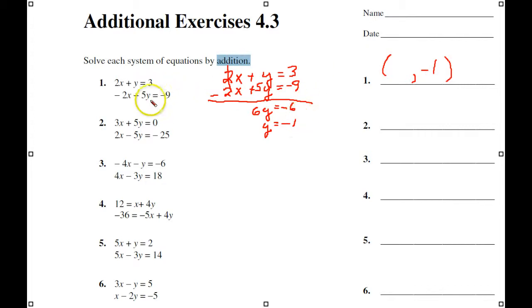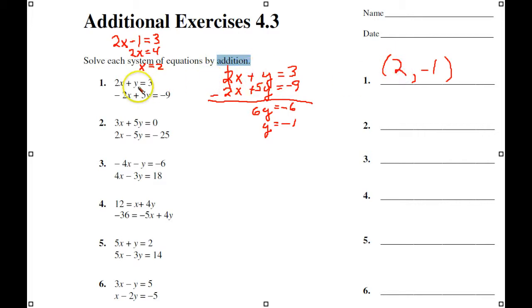And then we do what we did before. So this would be 2x over here. Now plus y is a negative 1 equals 3. Transpose that, we get 2x equals 4. X equals 2.